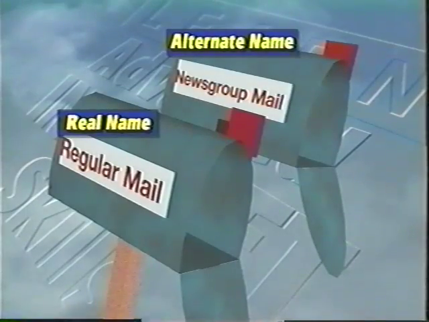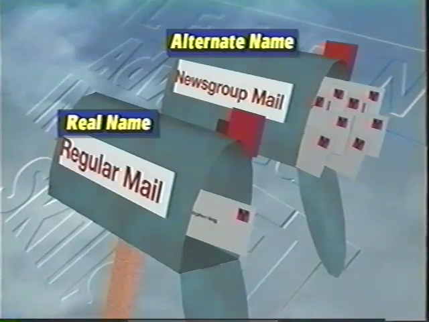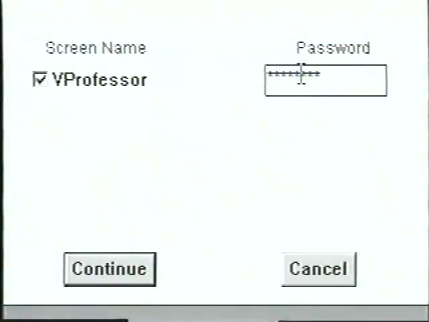Email Enthusiast will create an alternate screen name and use it for joining different newsgroups and for signing up with different email lists. Since many of these lists can produce tons of junk mail, it's a good idea to have a different name so you can keep it separate from your personal mail and just delete it if you don't have time to read it. Click Continue, Suzanne.